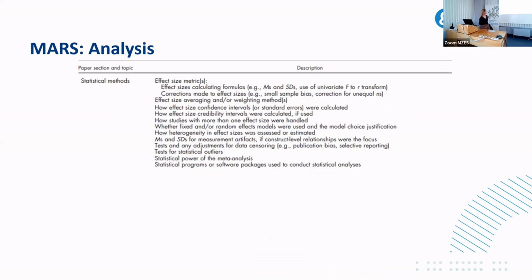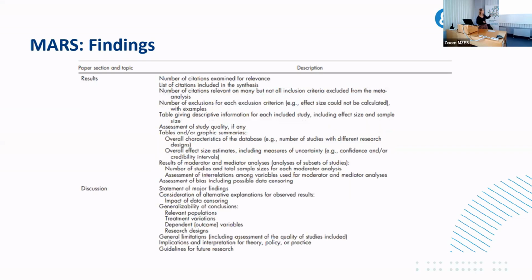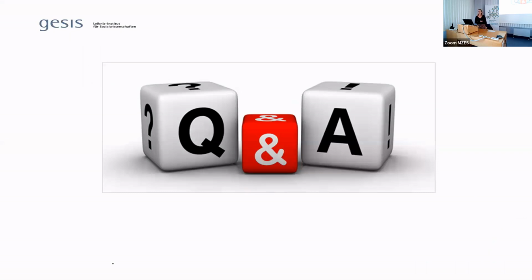Here again, they ask how heterogeneity in effect sizes was assessed or estimated. So they bring you to the point to think about whether these effect sizes are heterogeneous. Are they really measuring the same thing, or were they conducted in different contexts and measuring different things? Yes, also for the results and discussion parts. So if you are writing a review, please check these criteria.